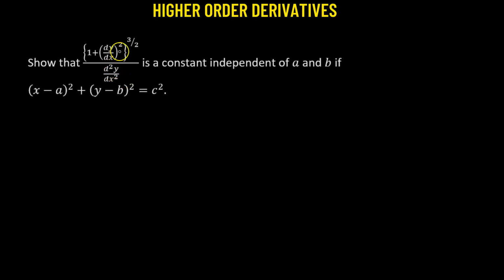In this problem, we need to show that this particular expression is a constant which is independent of a and b, if it is given that (x minus a) whole squared plus (y minus b) whole squared equals c squared. So let's begin. Here we are given that (x minus a) whole squared plus (y minus b) whole squared equals c squared. Now what we'll do, we'll take the derivative on both sides with respect to x.